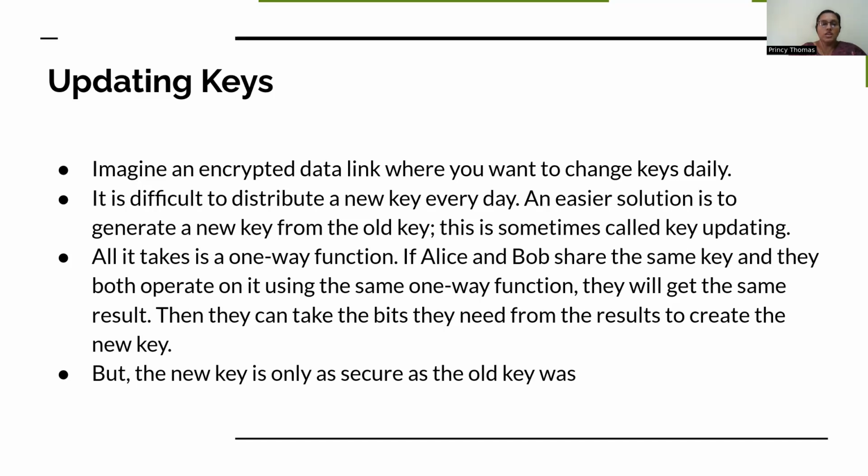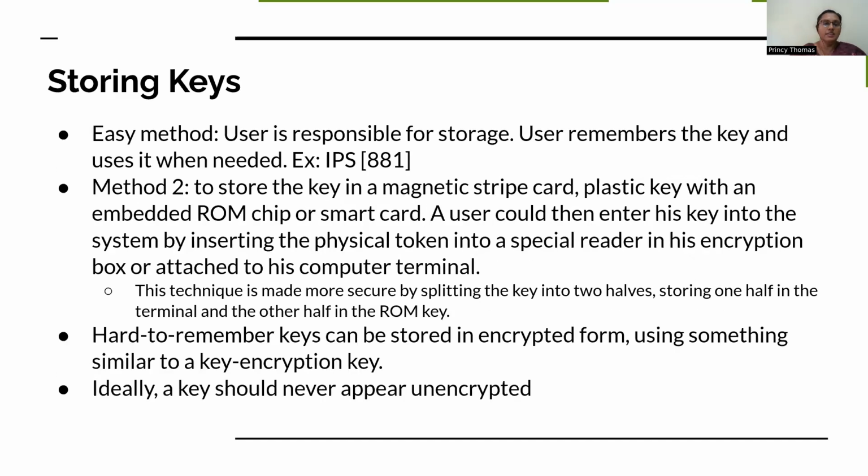Alice and Bob will agree upon a one-way function which each day is applied to the previous day's key to get the current day's new key. But remember, if the old key has been compromised, then the new key generated like this will also be compromised. So that's an issue.